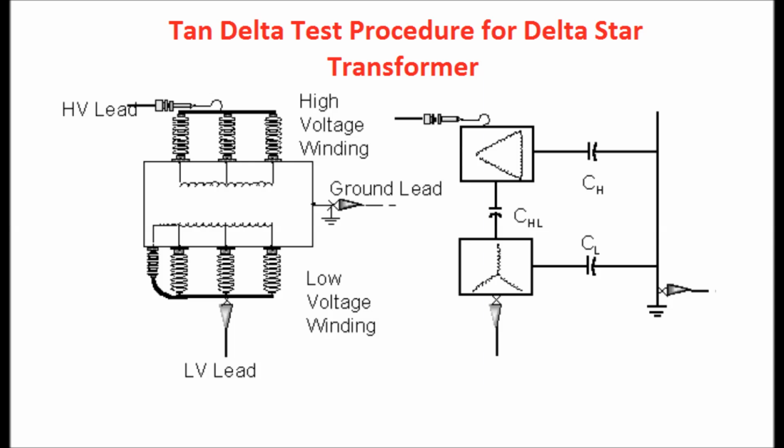One capacitance is between the HV side winding and the LV side winding, another is between the HV side winding and earth, and another is between the LV side winding and earth. We denote the capacitance between the HV side winding and LV side winding as CHL, the capacitance between the HV side winding and earth as CH, and the capacitance between the LV side winding and earth as CL. By these three methods, that is UST, GST and GST guard, we will measure these three capacitance values.